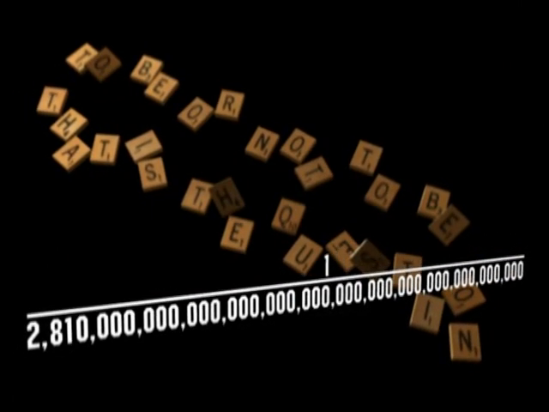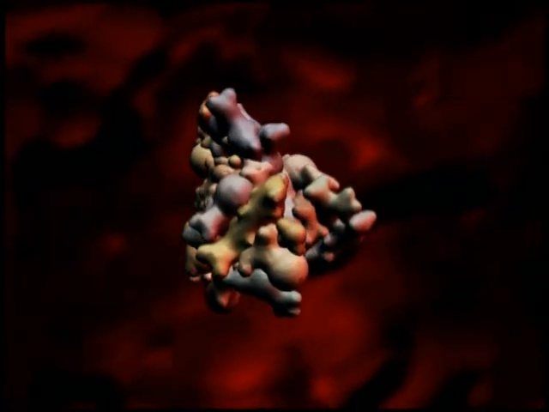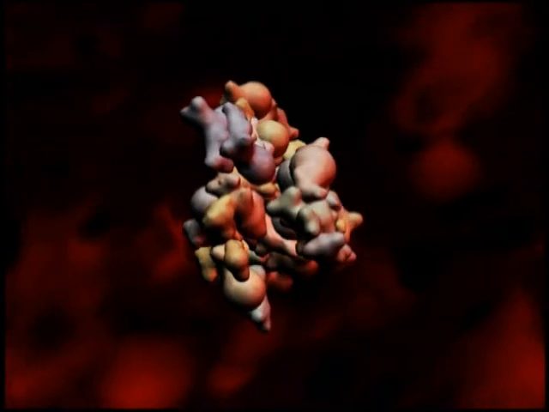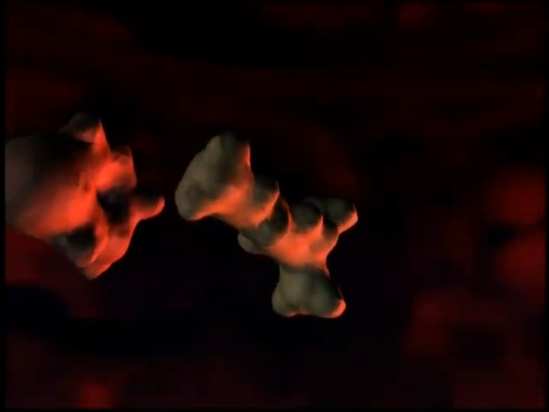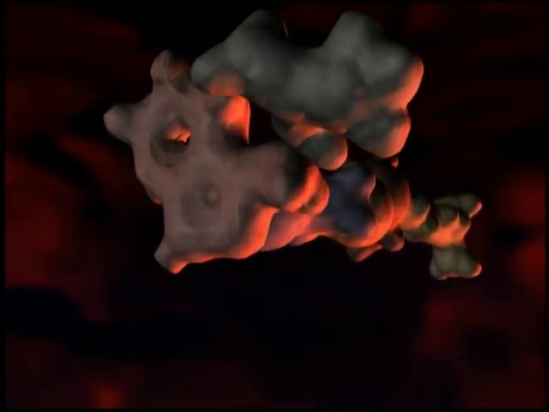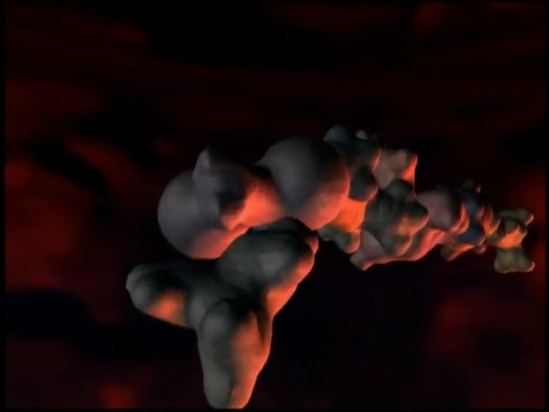Yet while these odds are beyond comprehension, they seem almost reasonable when compared to the probability of randomly forming just one of the simplest protein molecules known to science. The smallest proteins in nature are comprised of about 100 amino acids. These chemical components must align in specific positions along a chain.